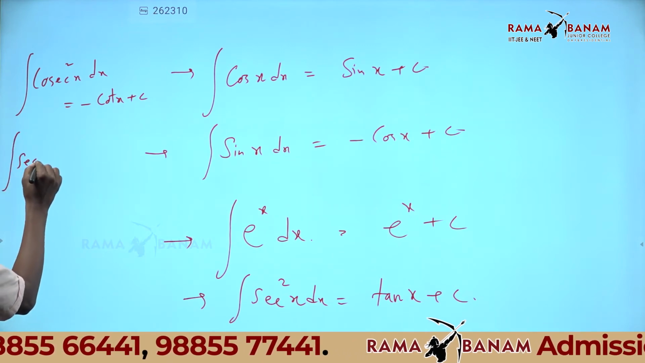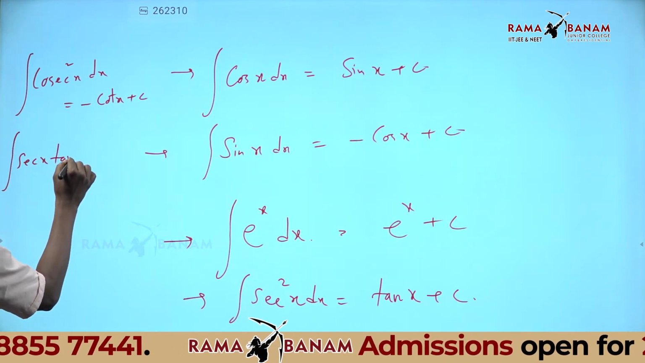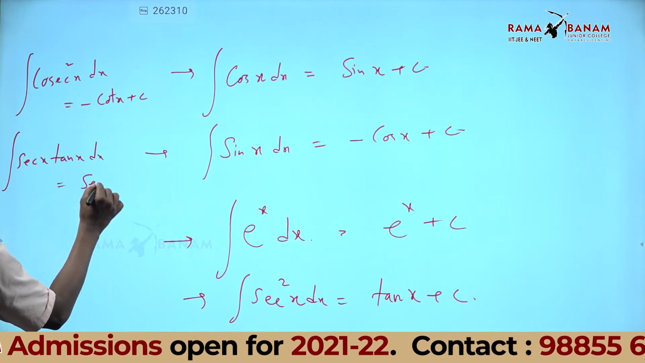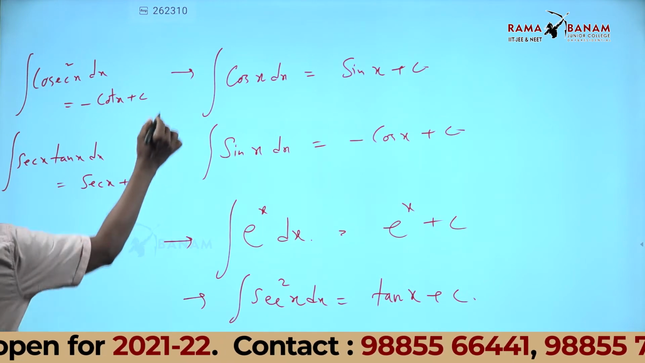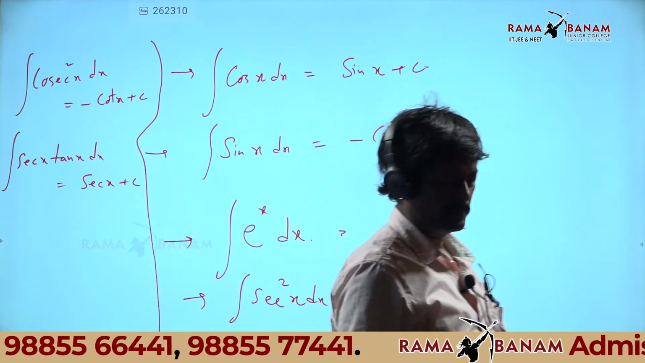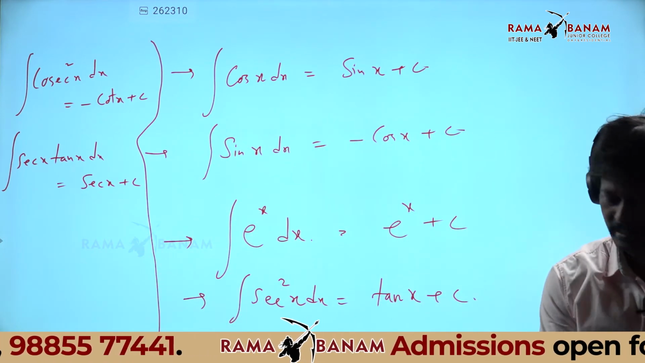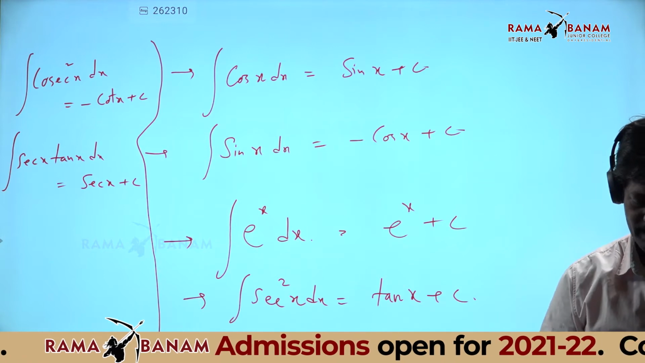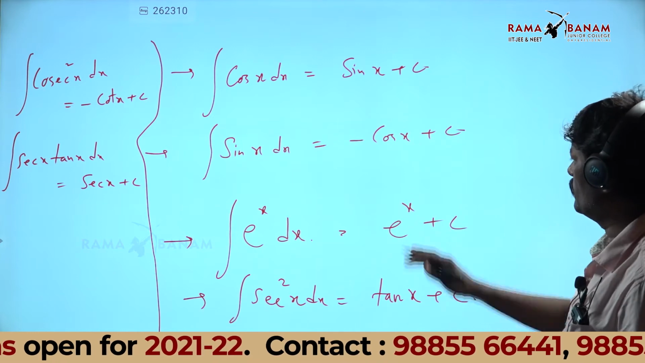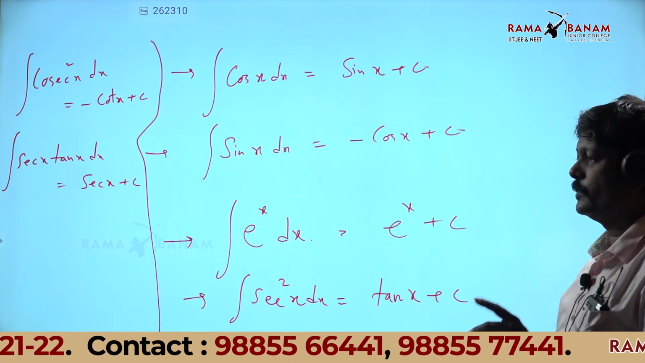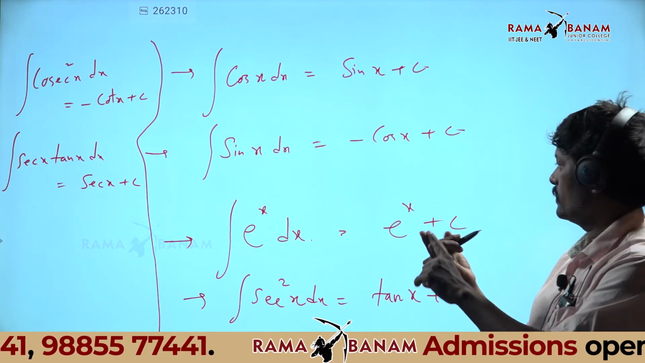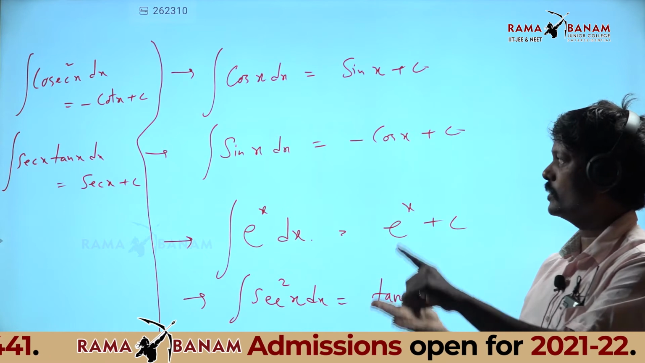Integral secant x tan x dx equals secant x plus c. Like that we have many, but mostly in physics we will be using x power n, cos x, sin x, and e power x. These are the most important ones.